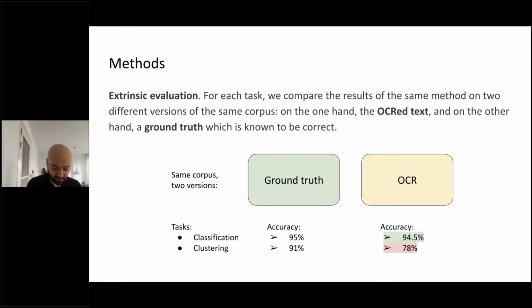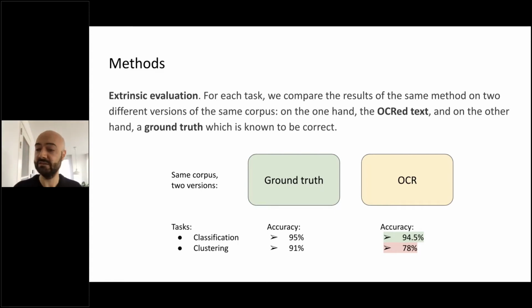Okay, so what is the methodology that we use in order to assess the impact on these downstream tasks? It's called extrinsic evaluation. It's a form of extrinsic evaluation, which is a family of methods. There are different approaches in there. But in a nutshell, this is the idea. We have two versions of the same corpus. Let's say we have a collection of documents, and we have two versions of the same document. One we call the ground truth, and we know that it's very high quality, ideally perfect. And that has been usually manually typed and then corrected by human experts.